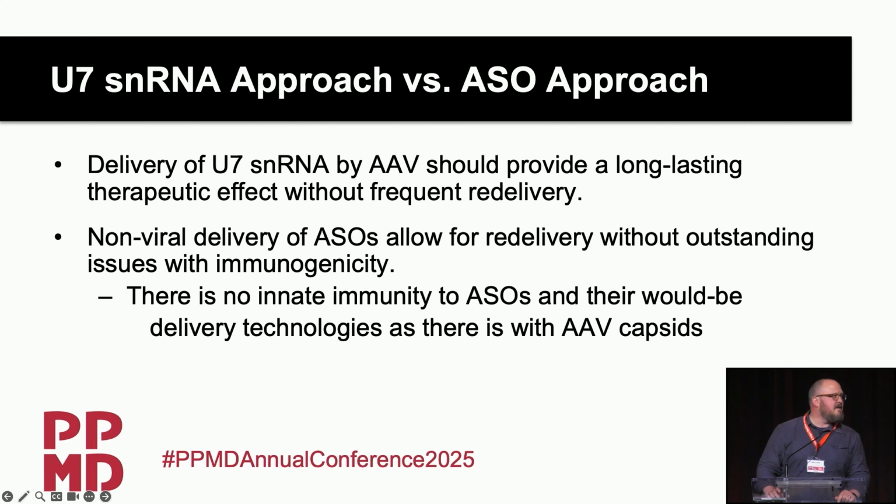So the benefit, I think, for U7 snRNA is that it's long-lasting if delivered by AAV. So this would result in an infrequent delivery or just a one-time therapeutic. And then the benefit of ASOs for exon skipping is that they do not have an immune response. And so there's no innate immunity to ASOs, the way that they've been modified and all of the work that's been put into them, where there is, as we all know, an innate immunity. Some people have innate immunity to the AAV capsid.